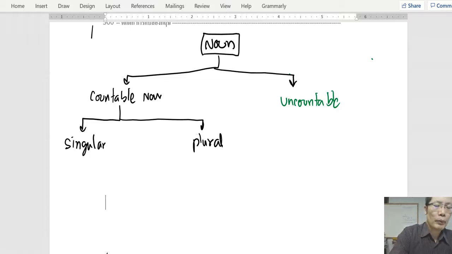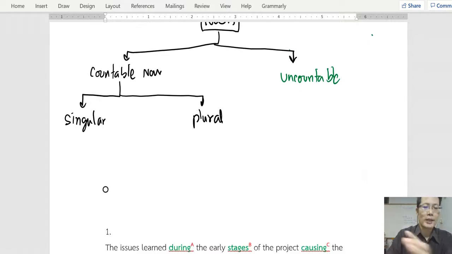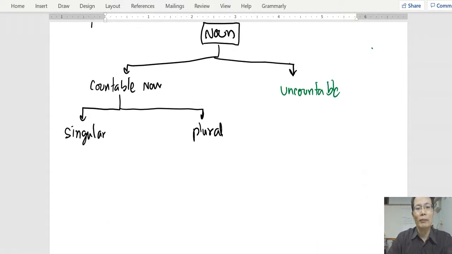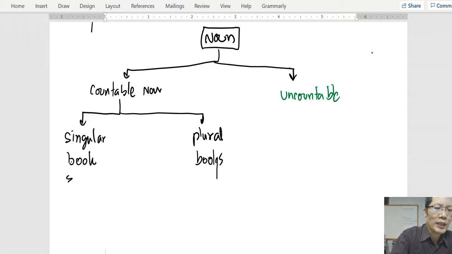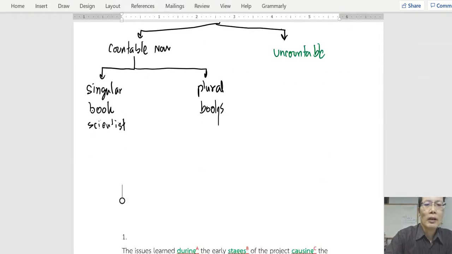Singular, for example, a short one, okay? Assume that everybody who learned this subject with me understands those very well. For example, we have the word book. More books, the plural will be books. Scientists, recently we learned about this one. More scientists, many scientists, more than one is scientists.